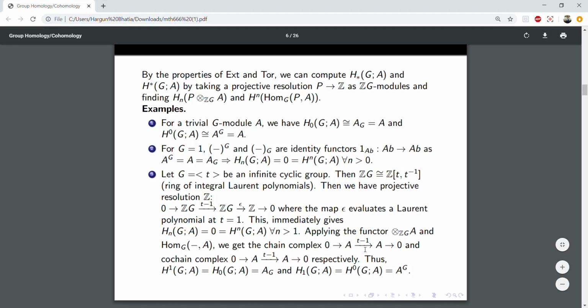They look the same, but one is a chain complex and the other a cochain complex. So this is the 0th degree, this is the first degree. Here this is the 0th degree, this is the first degree. Because of that, the homology and cohomologies are interchanged. The first cohomology is the same as the 0th homology, and the first homology is the same as the 0th cohomology. And we know what the 0th homology and cohomologies are. They are the coinvariants and invariants.